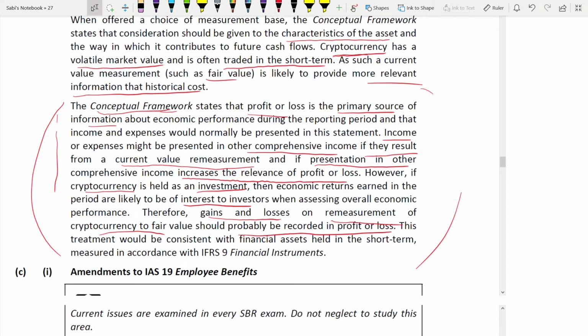And this treatment would also be consistent with IFRS 9. How? This would be consistent with financial assets held in the short term. When you're holding financial assets in the short term, there also what do you do? You recognize the gain and loss of the remeasurement to fair value in the profit and loss account. Same as here. Okay, according to IFRS 9.